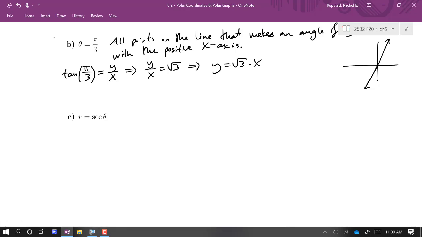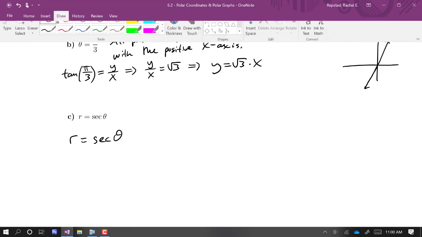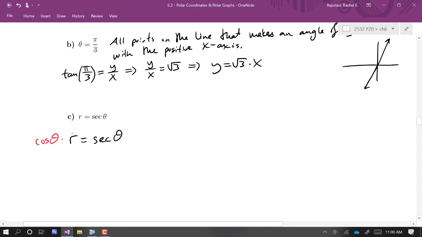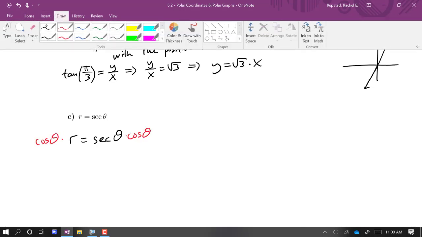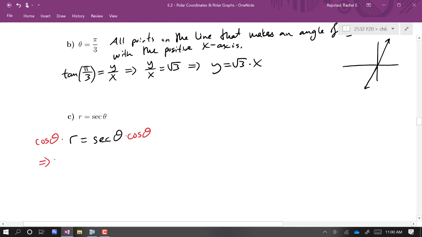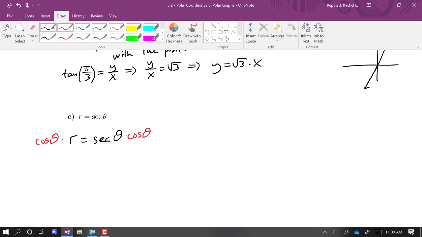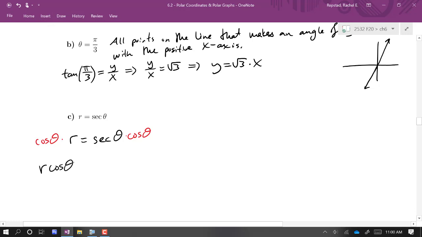So we're going to use some algebra and what we know about our trig functions. So we start with r equals secant theta. Now the reciprocal of secant is cosine. So multiply both sides of this equation by cosine theta. Then that tells me that on the left side I've got r cosine theta. On the right side, secant times cosine, it's got to be 1 because they're reciprocals. R cosine theta, though, that's the x-coordinate. So this is the line x equals 1. It's a vertical line.